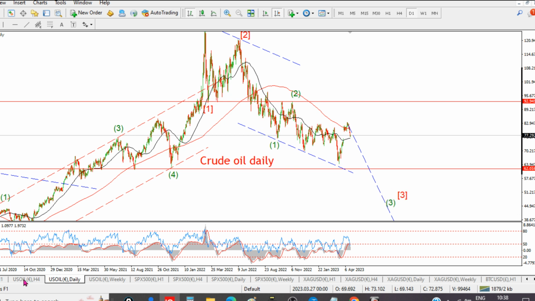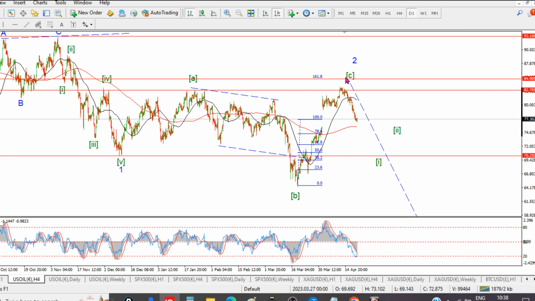So let's go to the 4-hour count. Here is that second wave high that we've been pointing to. We didn't get that spike that I was looking for to complete that wave C, but I'm quite happy that the market has turned. It's turned below the target. Let's say that 161.8 target was at 84.90. We didn't get there. That's pretty okay. We actually just topped out above the previous wave A. So that was the minimum target for an expanded flat correction.